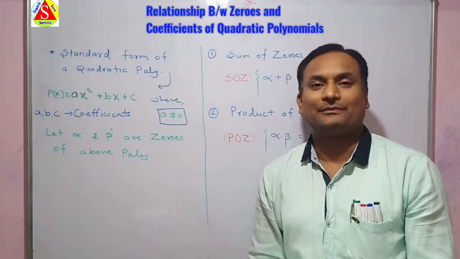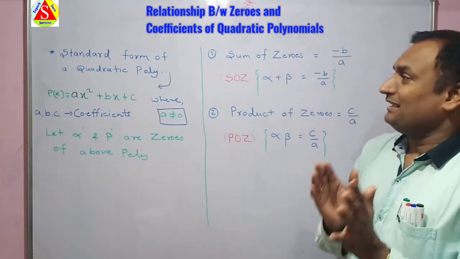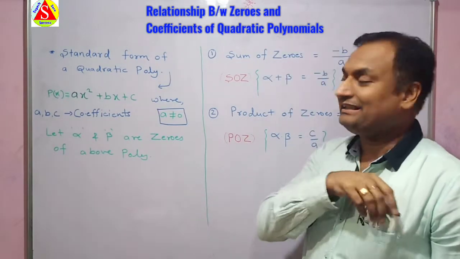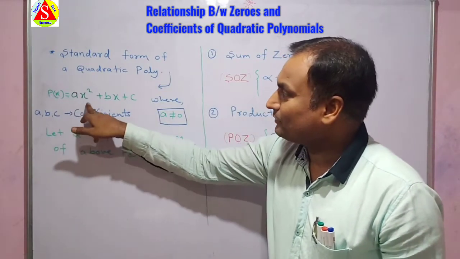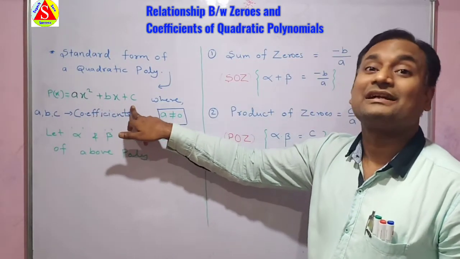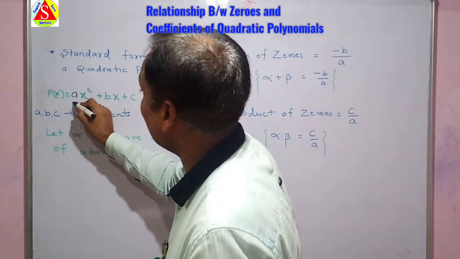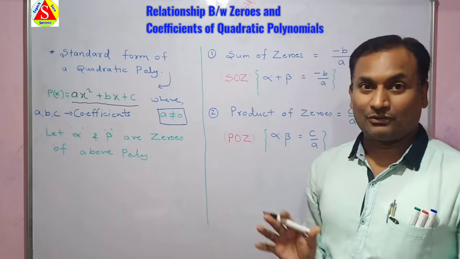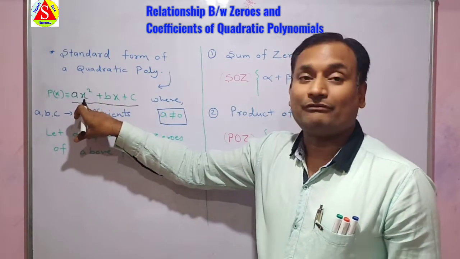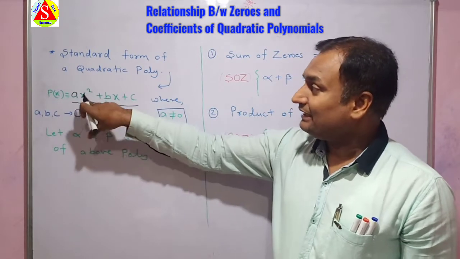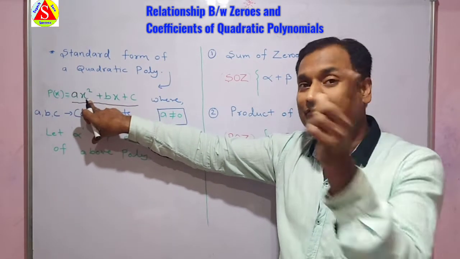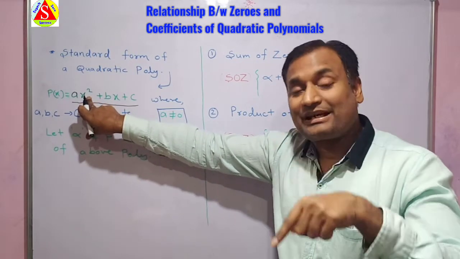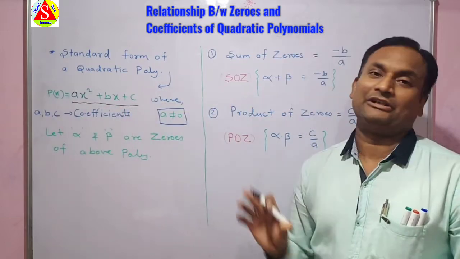So dear students, the standard form of a quadratic polynomial is given by ax square plus bx plus c. This is the standard form of any quadratic polynomial. Here x is a variable and you can see the degree, or highest power, of this polynomial is 2. So that's why it is the standard form of a quadratic polynomial.